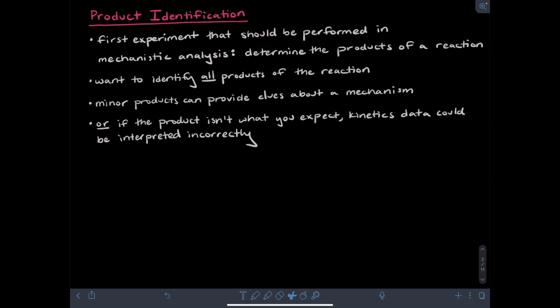or if the reaction forms a product that you didn't expect, you could potentially misinterpret kinetics data if you didn't go through and verify what product was actually formed.